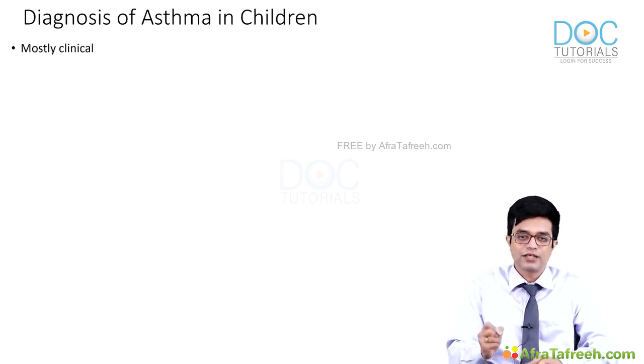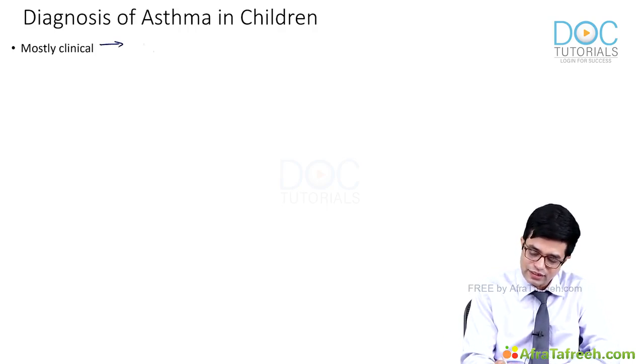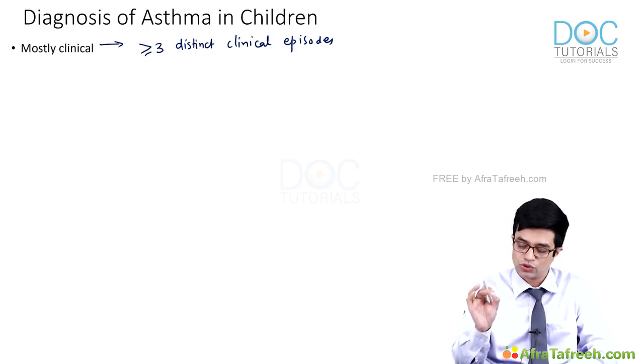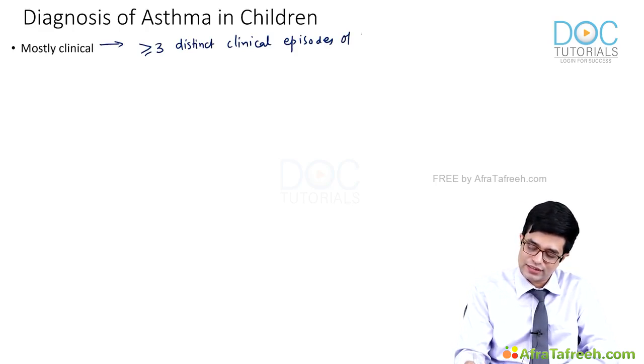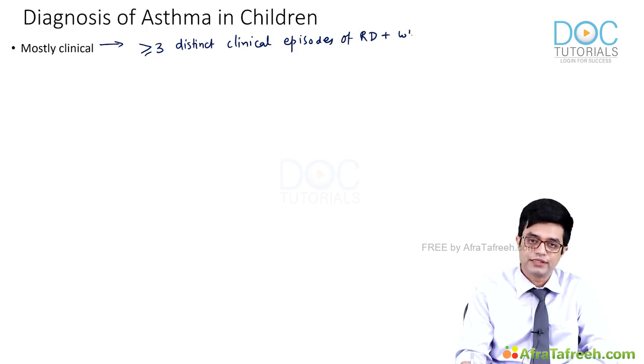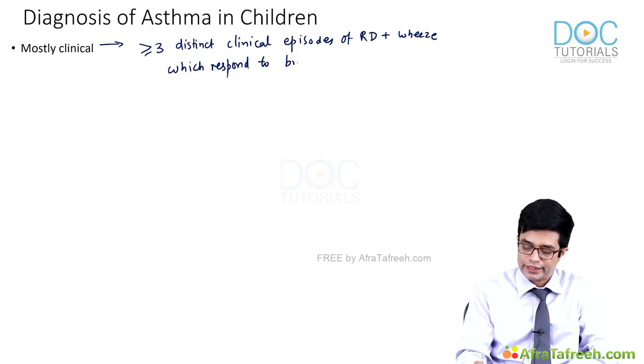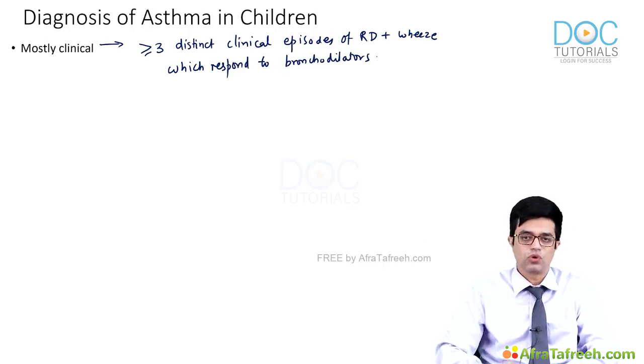How do we make the diagnosis? There should be at least 3 or more distinct clinical episodes, which I just described, of respiratory distress along with wheeze. All these episodes should respond to bronchodilators, showing it is a reversible bronchoconstriction.